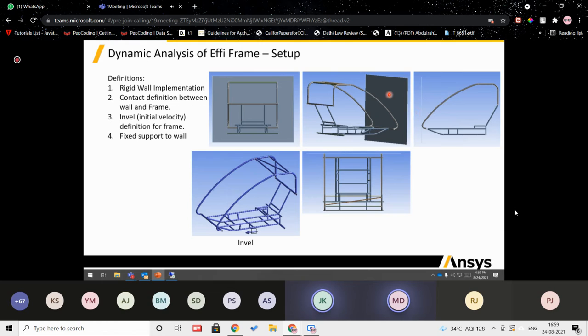So as you can see, in the middle we have the wall with the isometric view of the frame and the wall. This is your side view, this is your rear view, and this is your top view. And here in the lower end, I have explained how the velocity condition has been implemented on the frame.